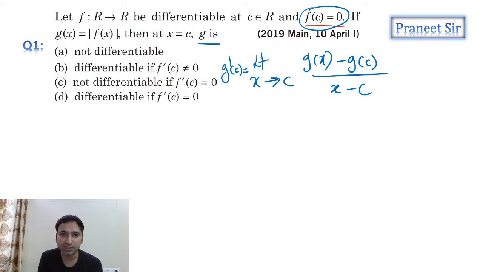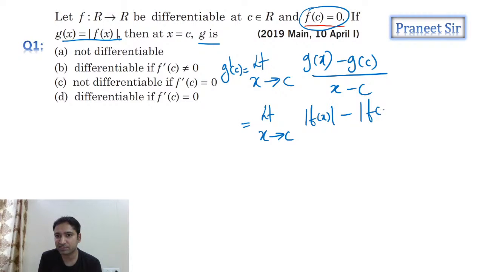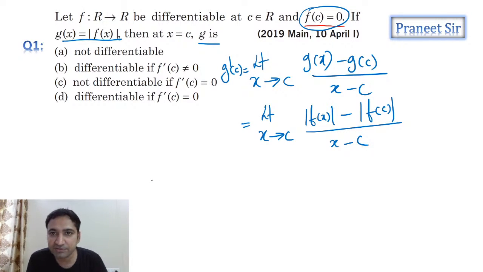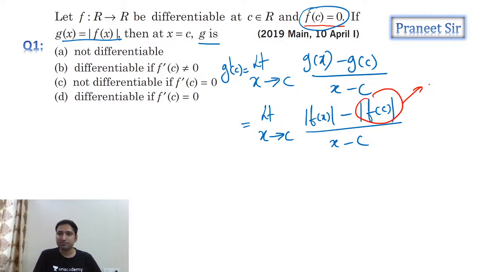So now if you substitute g of x value, what are we getting? Limit x tending to c, g of x is mod f of x, minus g of c which is mod f of c, by x minus c. This is what we're getting. Clear? Right. But see, f of c is 0, guys. So if f of c is 0, mod f of c is also 0.